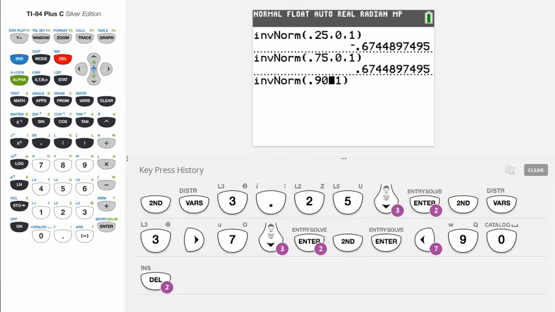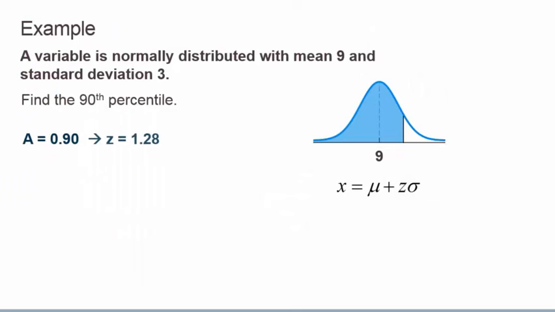Also, 0 as the mean and 1 as the standard deviation is the default. So if I have just inverse norm 0.9, I'll find my z-score. Enter, and we get 1.28. z equals 1.28. Substituting into our formula, x equals 9 plus 1.28 times 3, which gives us 12.84.